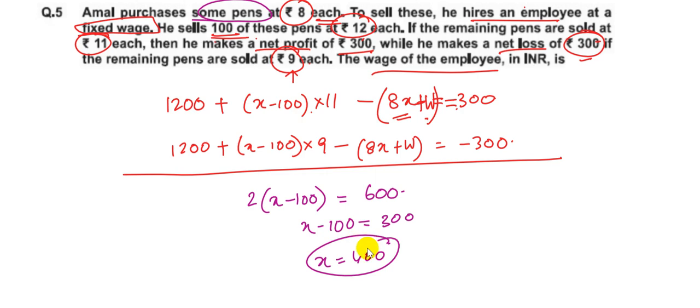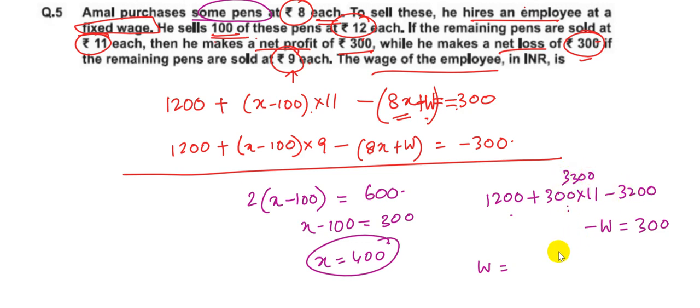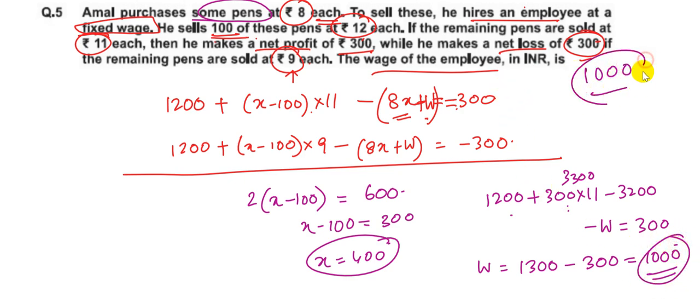Now we just substitute the value of x in any of the two equations and we'll get the value of w. So we put it in the first equation. So we get 1200 plus 400 minus 100, that 300 times 11 minus 8 into 400, that's 3200, minus w equals 300. So w will be equal to 1200 plus 3300, this is 3300, minus 3200, that's 1300, minus 300, which is 1000. So the wage of the employee would be 1000 rupees.